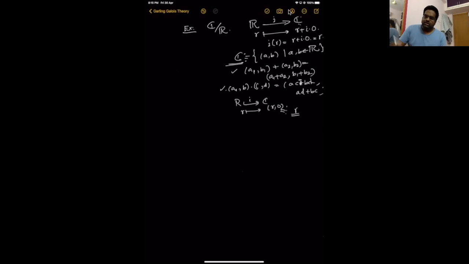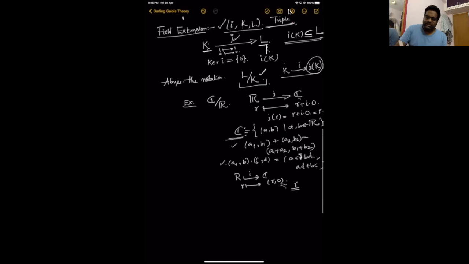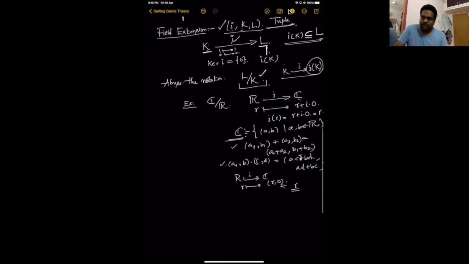So this is the definition of field extension. A field extension is a triple consisting of two fields K and L, and a map from K to L, a ring homomorphism from K to L.